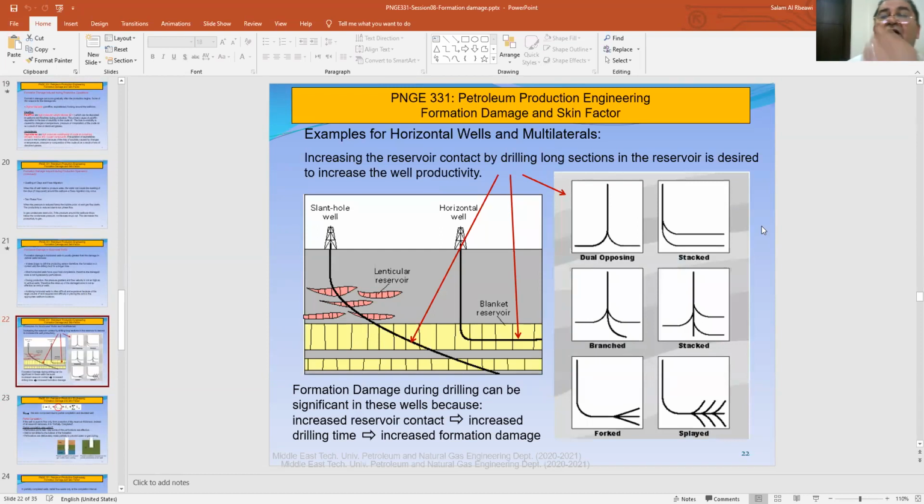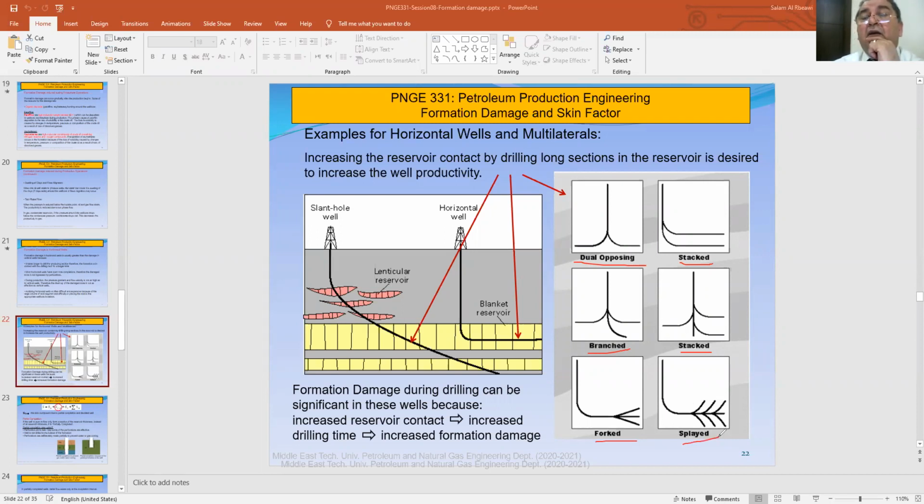Now, here are some of the completion types of the horizontal wellbores. So we could have this type, dual opposite or stacked horizontal wellbores, branched, this is the branched horizontal wellbores. Again, this is another type of stacked horizontal wellbores, forked and splayed.